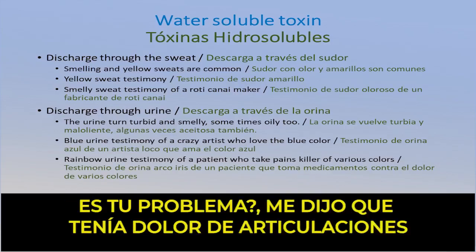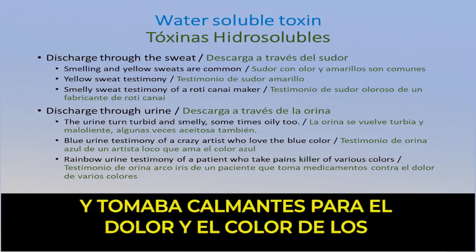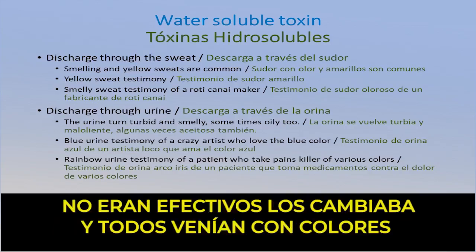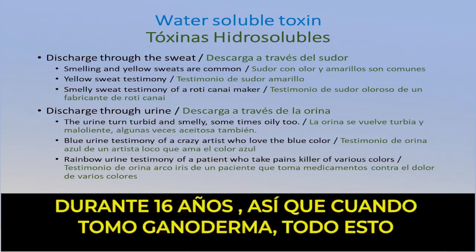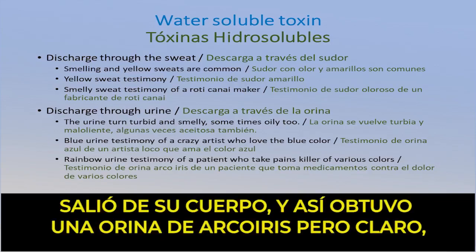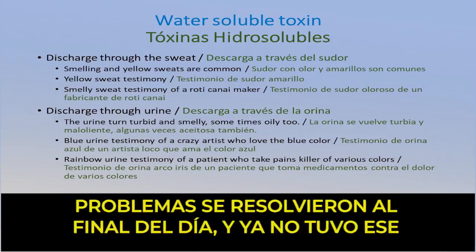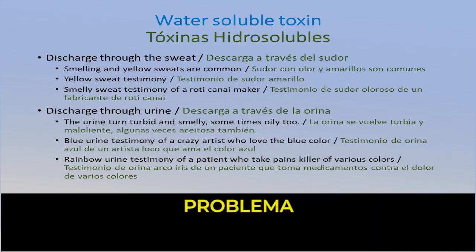So I asked him what's the problem. He said he's having joint pains now. He's taking painkillers, and the painkillers he bought from many pharmacies. After some time the painkiller was no longer effective, he changed it and came up with all sorts of colors for the past 16 years. So when he took Ganoderma, all these things were discharged from the body. Then he got a rainbow urine. But of course, after taking Ganoderma, he became much better. So his problem is solved. At the end of the day, he doesn't have this problem anymore.